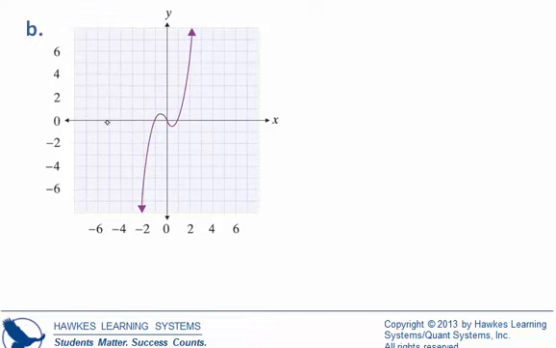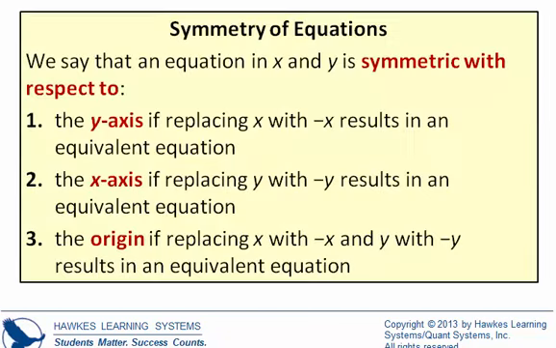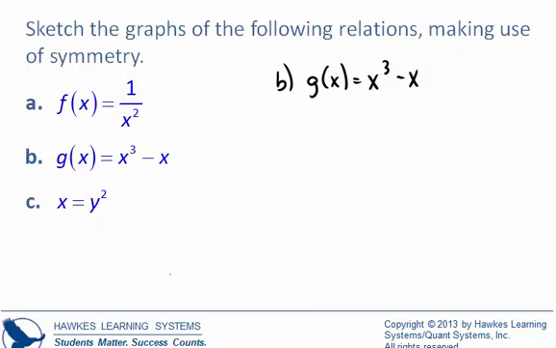It also does not appear to have symmetry with respect to the x-axis. That would mean that the top part of the graph would be a mirror image of the bottom part of the graph. So my instinct tells me that it might have symmetry with respect to the origin. And so that's what I'm going to check. So we need to replace the x with negative x and the y with negative y and see if we get an equivalent expression.